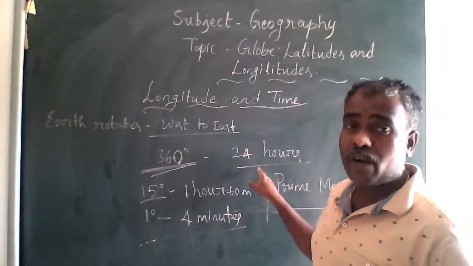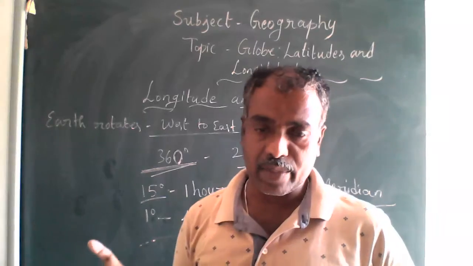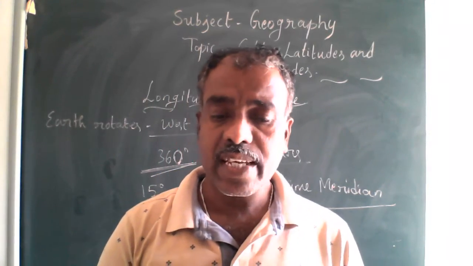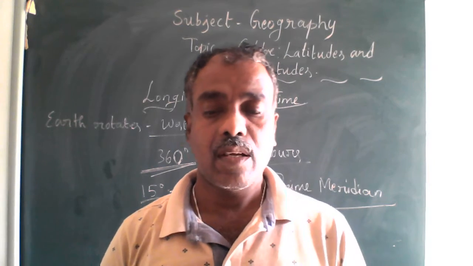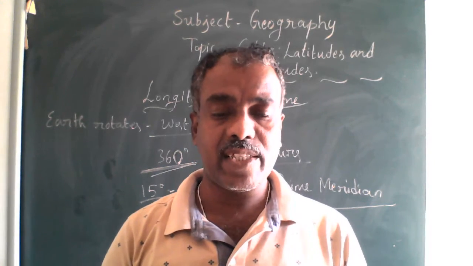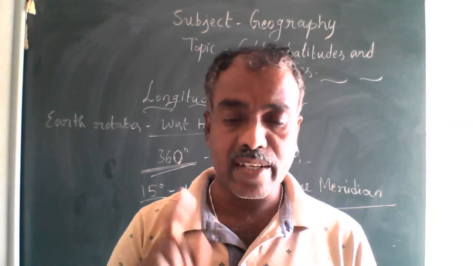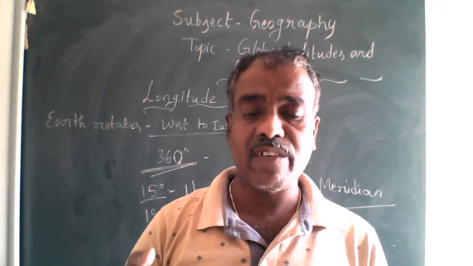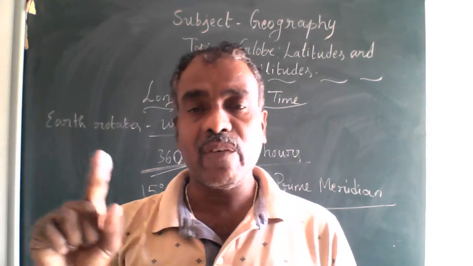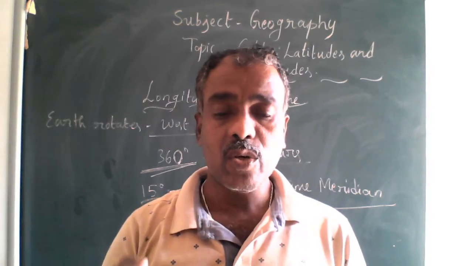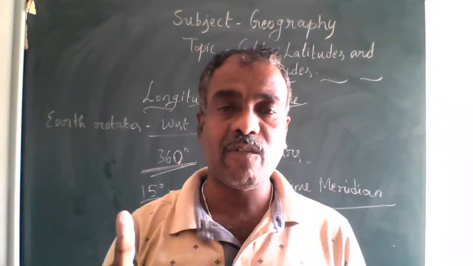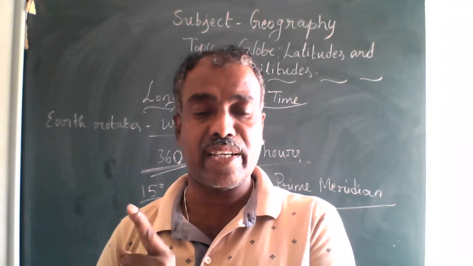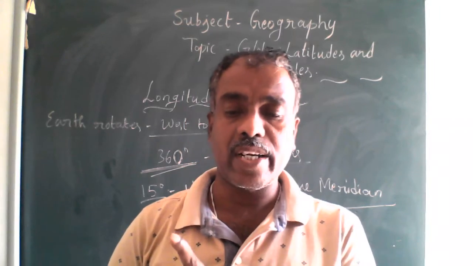So 360 degrees is about 24 hours, so for one day we count 24 hours. See, when it is 12 noon at Greenwich, the time at 15 degrees east of Greenwich will be 15 into 4 equals 60 minutes. That is 1 hour ahead of Greenwich time. Are you getting this, students?